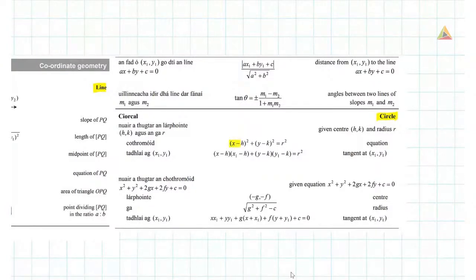So we have our equations of the circles, the general equation, and the x minus h and y minus k equation, and we have our center and our radius formula for the general equation of a circle also.